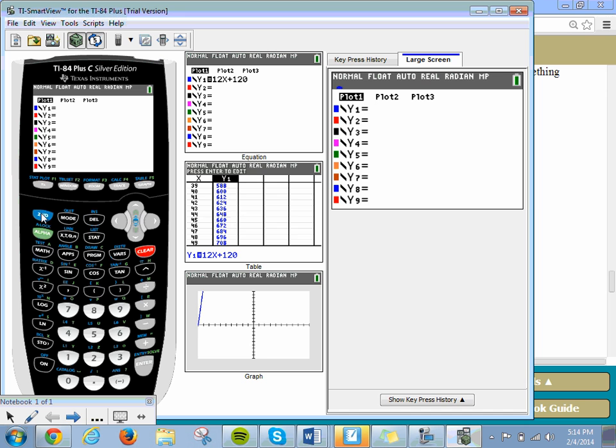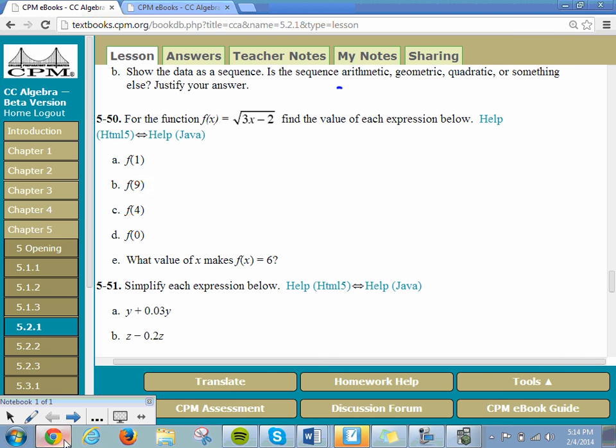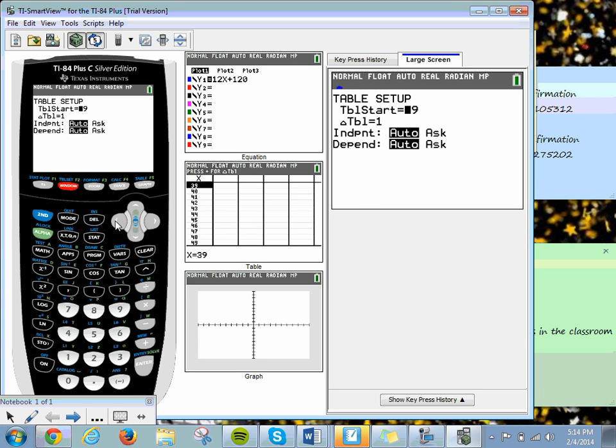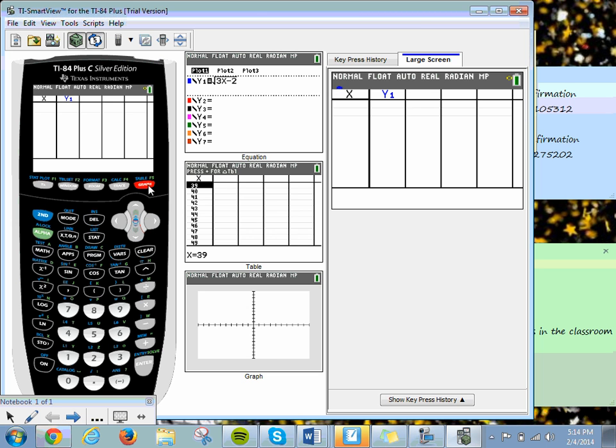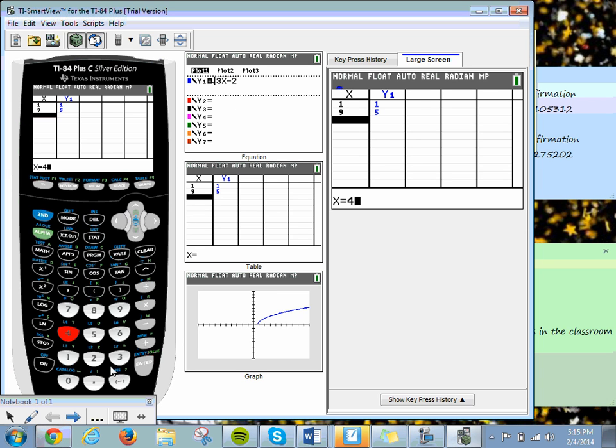So in my graphing calculator, I'm going to put in the equation that they gave us. They said the square root of 3x minus 2. Let me just double check to make sure I do everything correctly. Excellent. All right, so we need 1, 9, 4, and 0. So we need very specific ones. So I'm going to change my table setting from auto to ask. I'm going to ask for the independent or the x values. When I go to my table, I'm going to find 1, 9, I think it was 4, and 0.